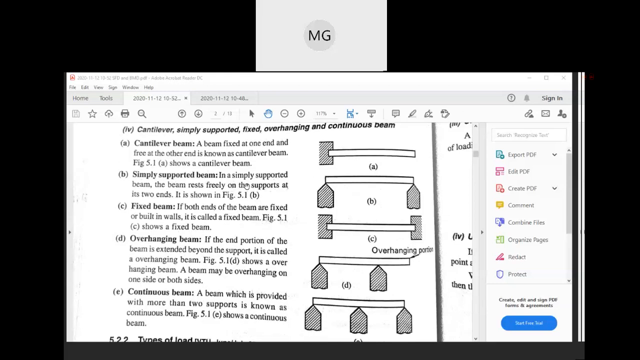Simply supported beam. In a simply supported beam, the beam rests freely on the support at its two ends. It is not fixed. You can easily lift the beam if it is possible, meaning it is lightweight. You can easily lift it, even by using a crane. So it is not fixed.